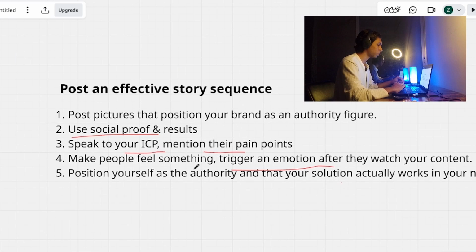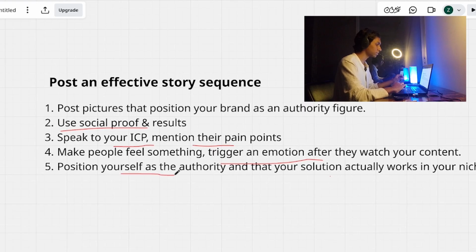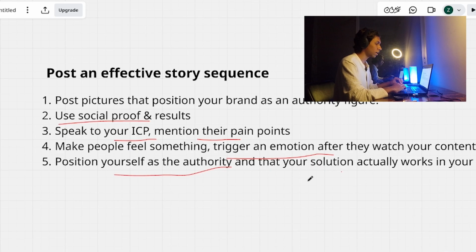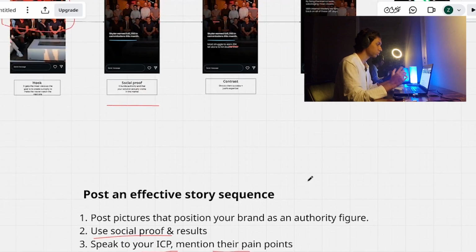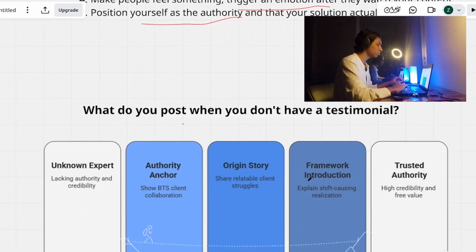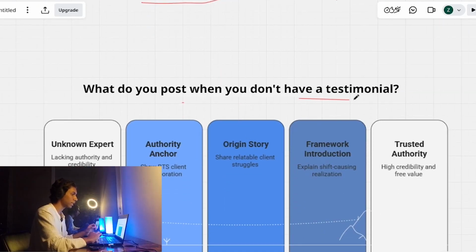And so number five, position yourself as the authority figure and show that your solution actually works in your niche. So how do you do that? You've got to post social proofs, post as much valuable content as you can to gain that authority. Now, what do you do when you don't have a testimonial to show yet? How can you gain the same authority when you don't have any social proofs to show?